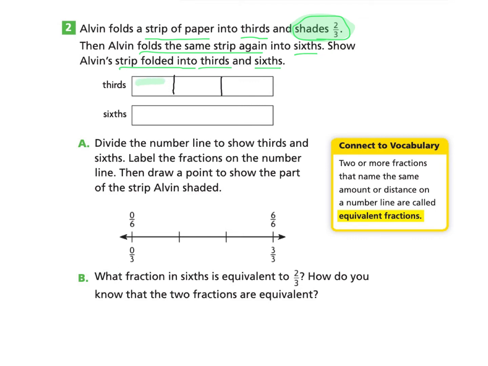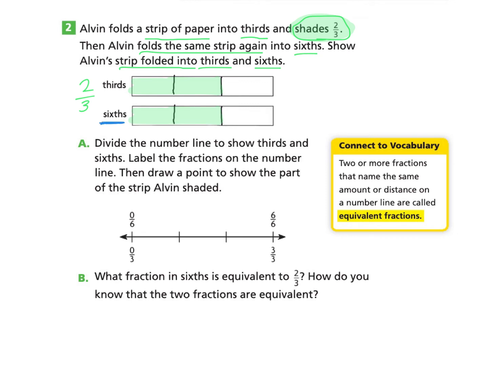So I'm going to shade in 2 of the 3 equal parts that I've created on this strip. So I have created here 2/3.